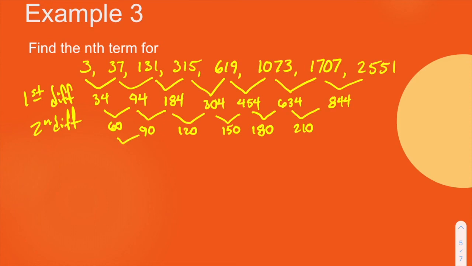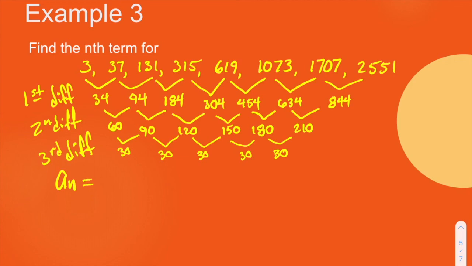So third differences now. We're going to look at 90 minus 60, that's 30. 120 minus 90, 30. 150 minus 120, 30. 180 minus 150, 30. And 210 minus 180 is 30. So we got third differences are the same. So that means we're talking about a cubic, and that tells us then that a sub n is going to be a n to the third plus b n squared plus c n plus d. And that's going to be the form because it's a cubic, and all the descending exponents will be represented.